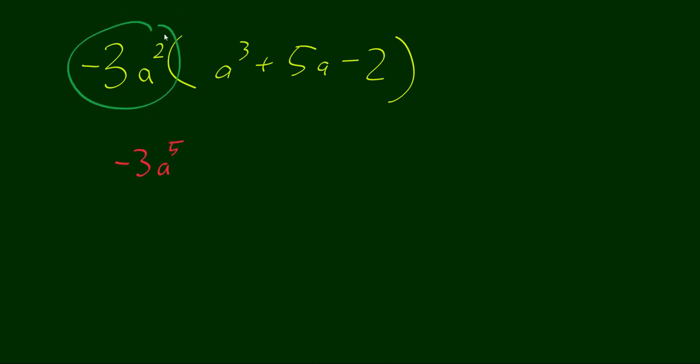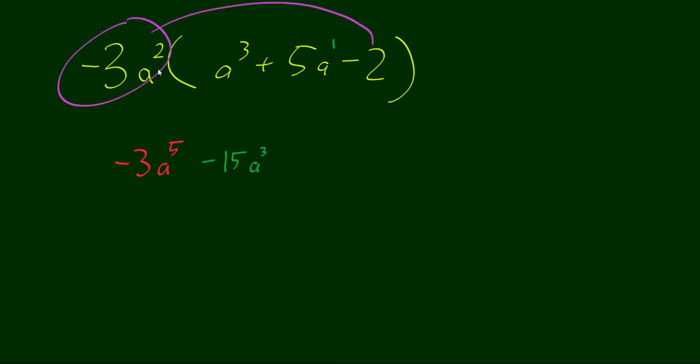Next, negative 3a squared times 5a. Negative 3 times 5 is negative 15. A squared times a is a to the 2 plus, how many a's are here? 1. So 2 plus 1 is 3. And negative 3a squared times negative 2: negative 3 times negative 2 is positive 6. And there's no a's to play with there, so we just leave it as 6a squared.